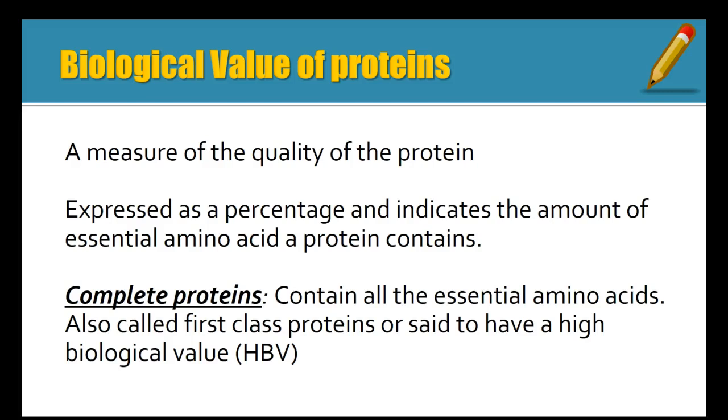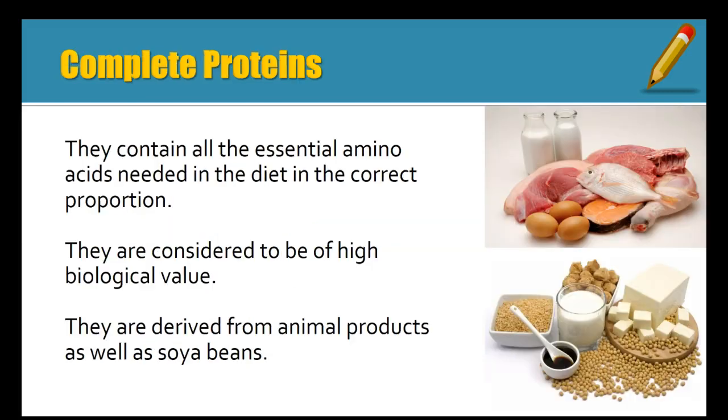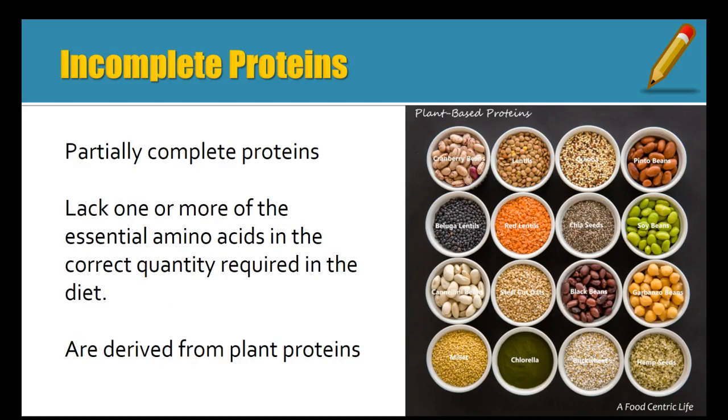So not all protein sources are created equal, and we have what we call complete and incomplete protein sources. Complete proteins contain all the essential amino acids, and they have what is considered to be a high biological value. They contain all essential amino acids in the correct proportion, and they are all derived from animal products or soybeans. So soy is the only type of complete protein that isn't animal-based.